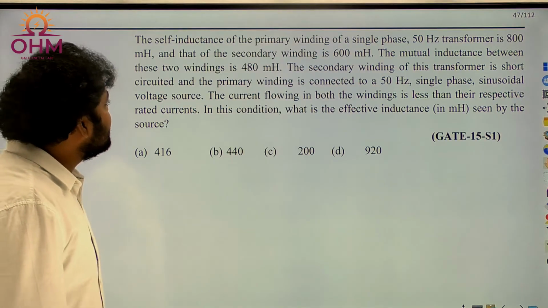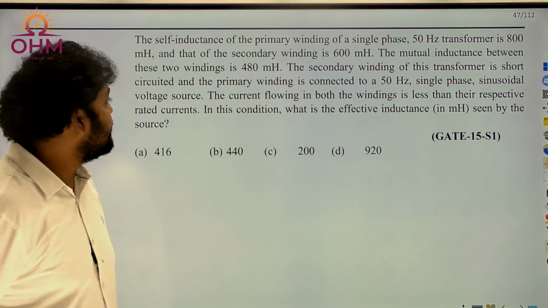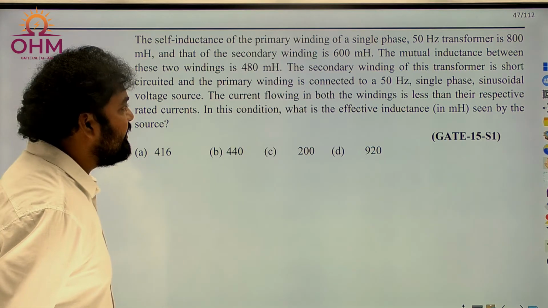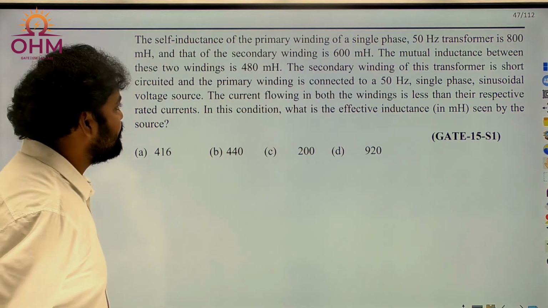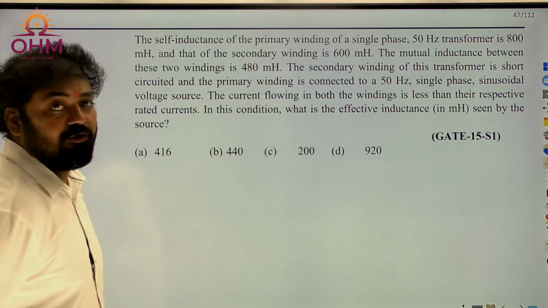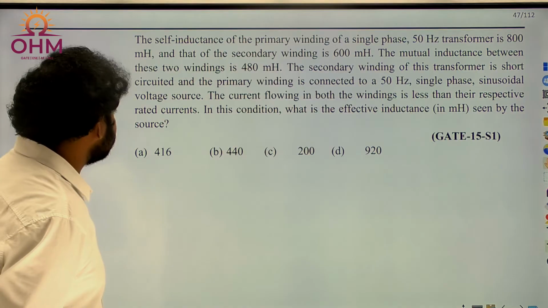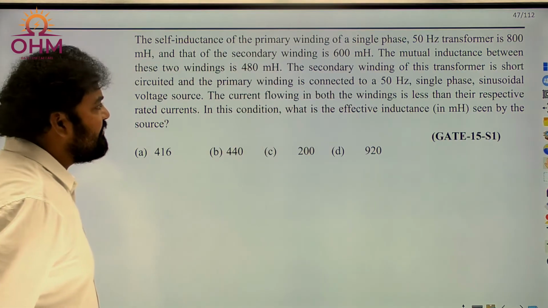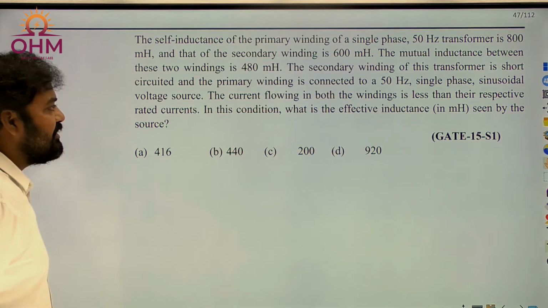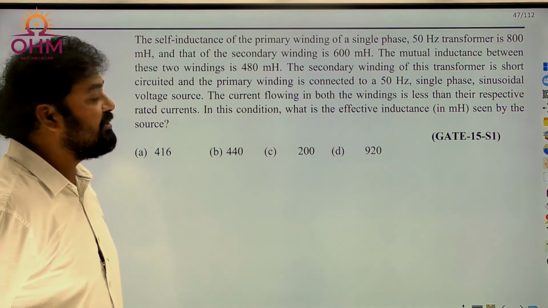The self-inductance of the primary winding of a single-phase 50 Hz transformer is 800 millihenries, and that of the secondary winding is 600 millihenries. The mutual inductance between these two windings is 480 millihenries. The secondary winding of this transformer is short-circuited, and the primary winding is connected to a 50 Hz source. Current flows in both windings, that is very clear. In this condition, what is the effective inductance seen by the source?